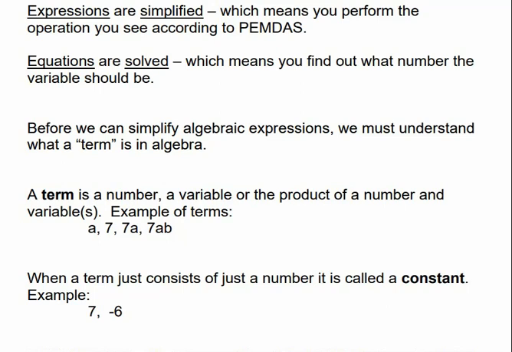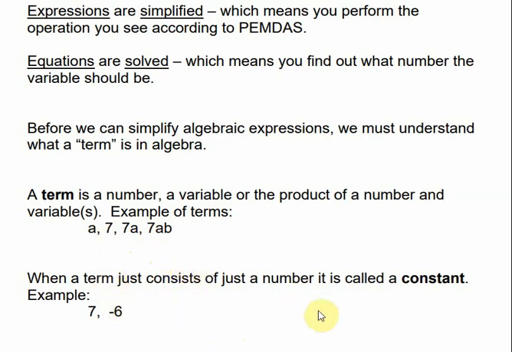And in order to simplify an algebraic expression, we need to understand what a term is in algebra. A term is a number, a variable, or the product of a number and a variable. What does product mean? Multiplication. So here are some examples of terms. We have a, 7, 7a, 7ab. Okay, so these are terms. Terms can be products, or terms can be just a variable or a constant, but it can't have a plus or minus in between it. Pluses and minuses separate terms.